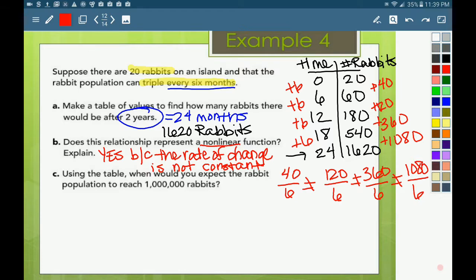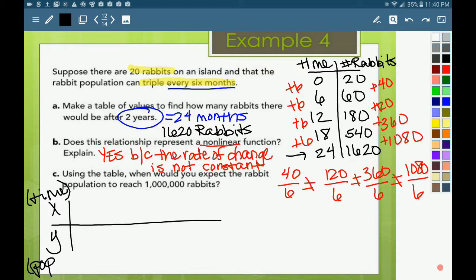The last part of this question says, using the table, when would you expect the rabbit population to reach 1,000, or not 1,000, woof, that is 1 million rabbits. Oh boy. So what I would do is continue this table. I'm going to make a new column down here since I wrote underneath my last table. I've got my X and my Y. Remember, my X is my time, and my Y is my population of rabbits. I'm going to start at 30 months because that would be 6 months after the 24-month mark. Let's do 30, 36, 42, 48. We'll see where we get with 48. Again, we need to triple it every time, so we need to take that 1,620 and triple that.